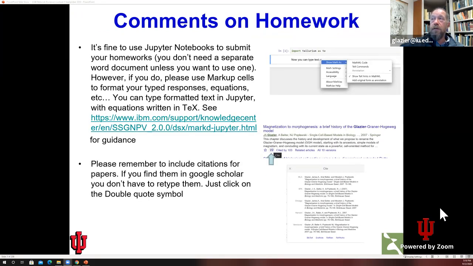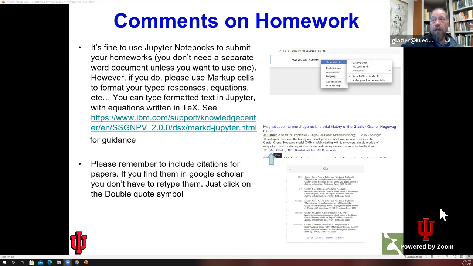As I was saying, for comments on homework, it's great to use Jupyter Notebooks for your submissions. But if you do that, please put the text into a markup cell. If you go into NanoHub Tellurium, you'll see that if you click on a cell, you can change the cell type from Python to a markup. Within the markup cell, you can type equations in TeX. You can include figures from outside.